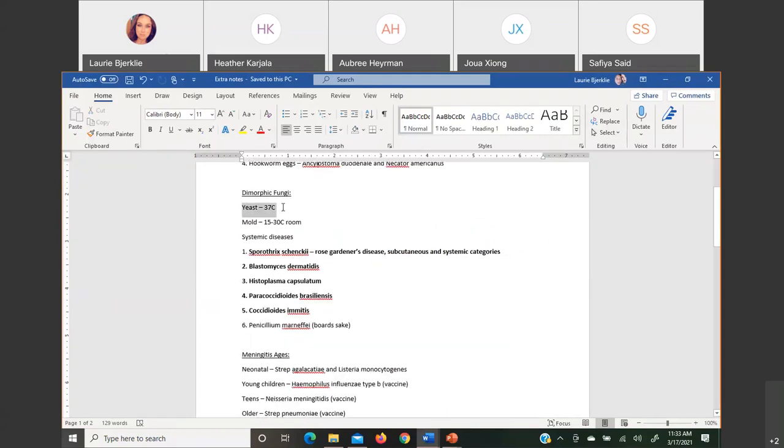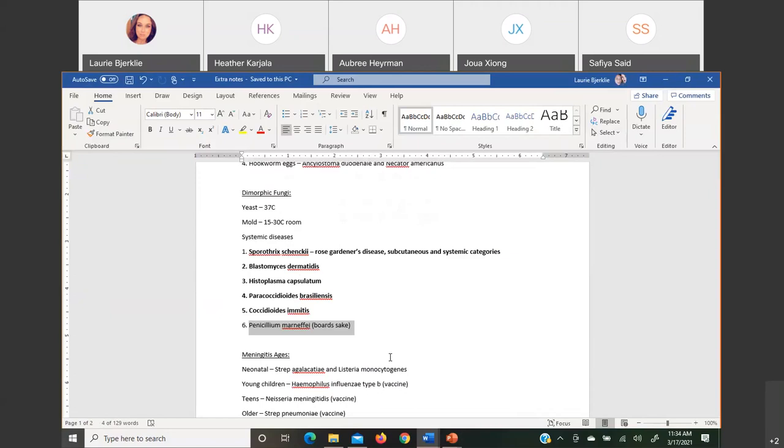The dimorphic fungi, again, are dimorphic because they have a yeast phase at body temp and a mold phase at room temp, and they all cause systemic diseases. So we've already looked at pictures and talked about these five. These are the five I want you to remember. Sporothrix is the one that fits into both subcutaneous and systemic disease categories. The sixth one I'm going to add on is Penicillium marneffei. Most penicilliums are opportunistic and don't cause us that much harm. Penicillium marneffei, though, is considered a dimorphic fungus that can cause a systemic disease.